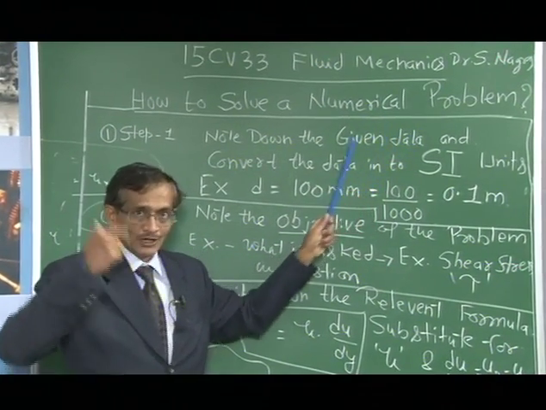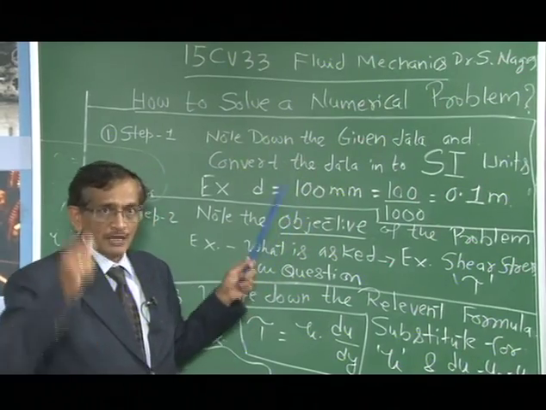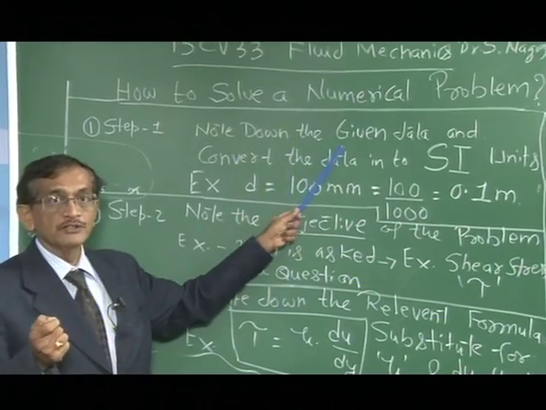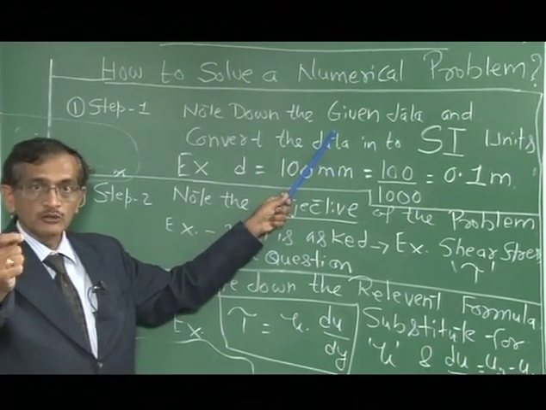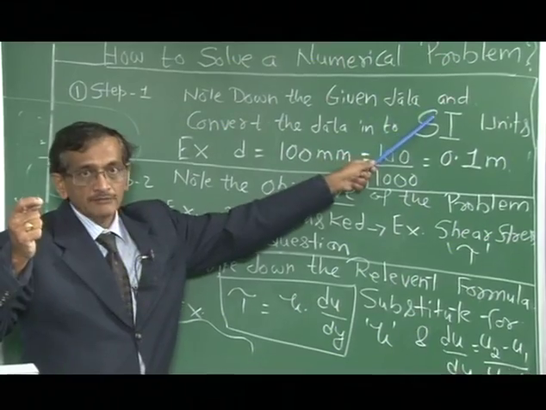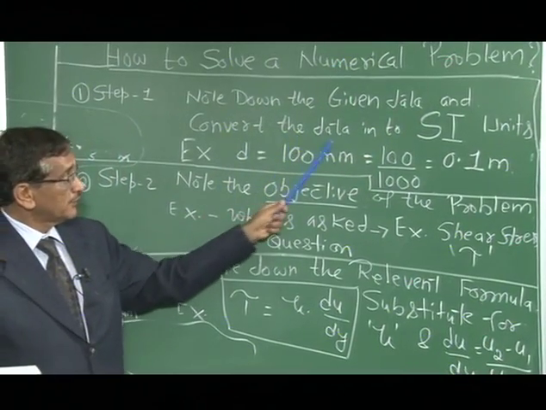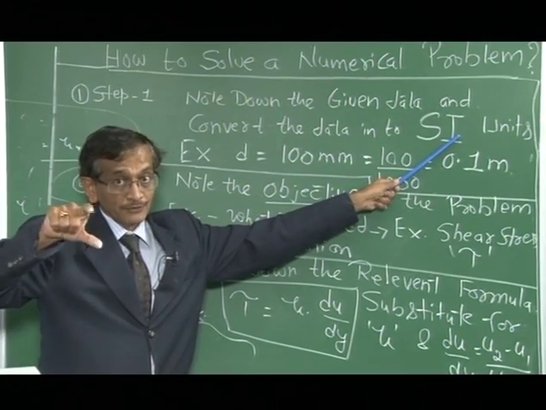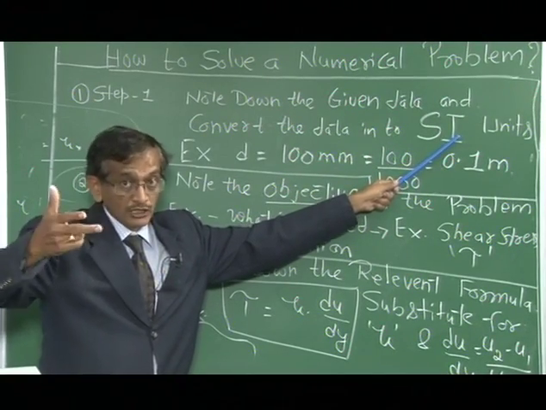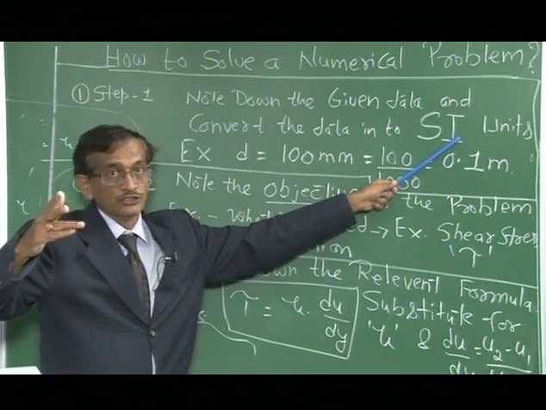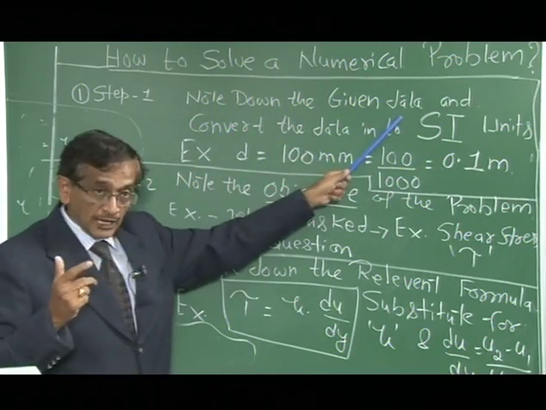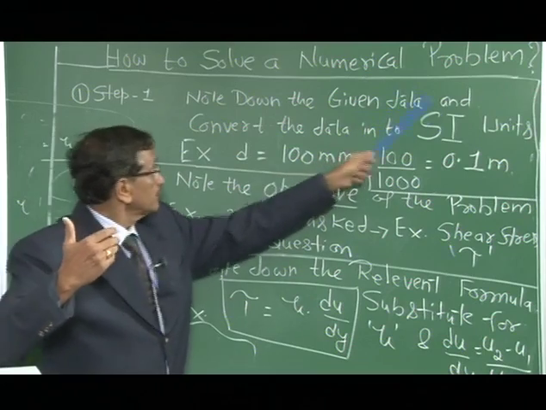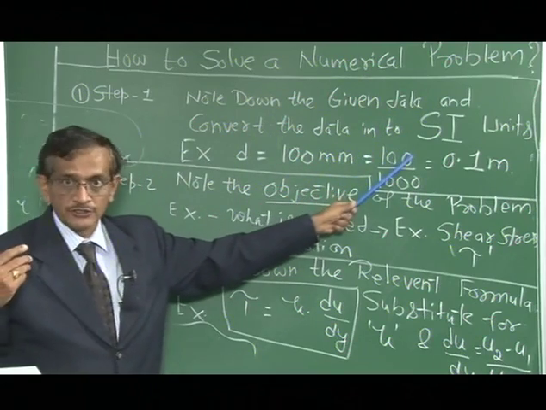You may be thinking, what is sir telling, we know how to solve. I say that first step, number 1, note down the given data, and convert the given data into SI units. We are talking about SI units, you know, kg, meter cube, Pascal, meter, all those things. It means note down the given data, whatever is given in the question paper or in your textbook also, and convert the data into SI units.